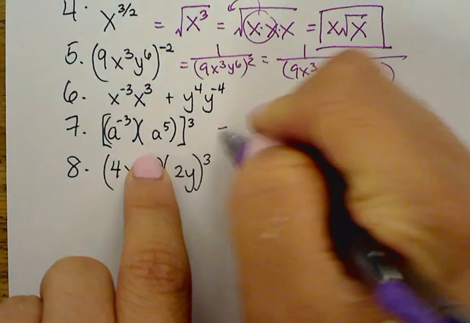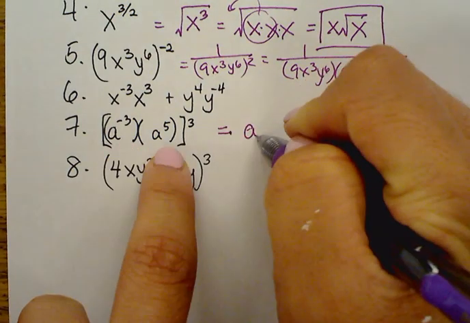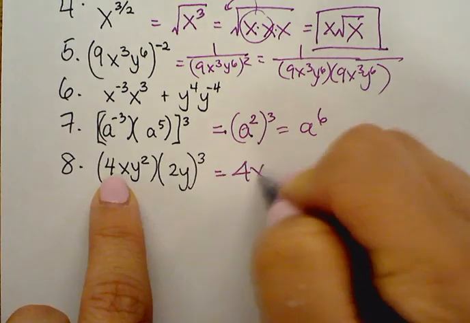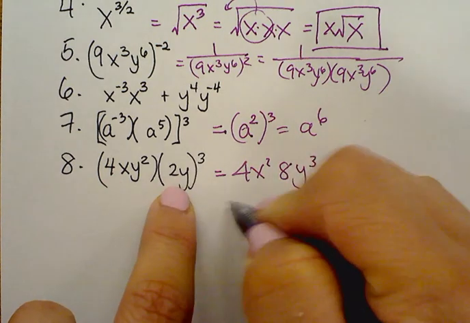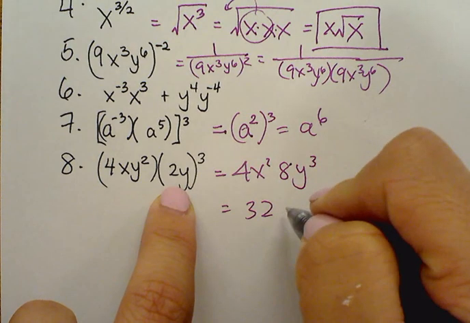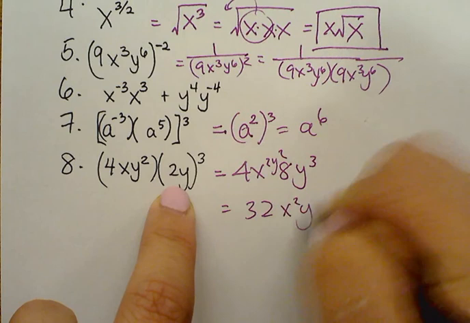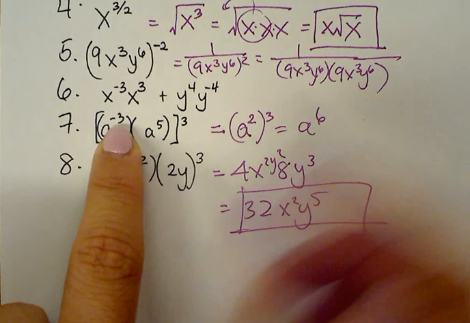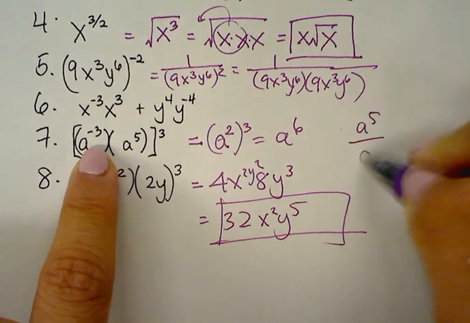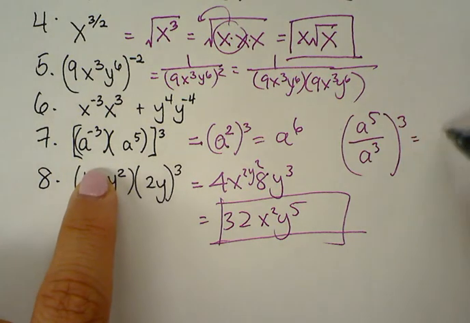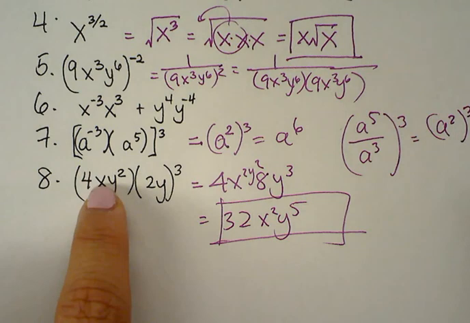Okay, you could do this first, and it's a to the square. Okay, so it's a to the 6. This is 4x squared times 8y cubed, which is 32. Wait, what did I just do here? Oops, I forgot the y squared. Well, it's negative 3 plus 5. You could have also said it's a to the 5 over a cubed, all of that cubed. Where'd you get the x squared from? Oh, you're right. It's not squared. Just x.